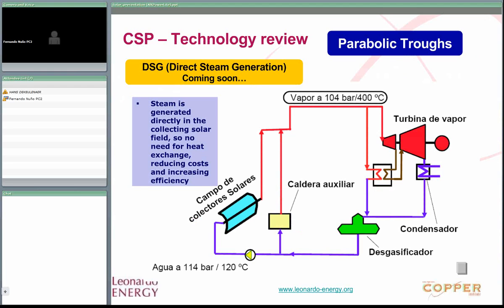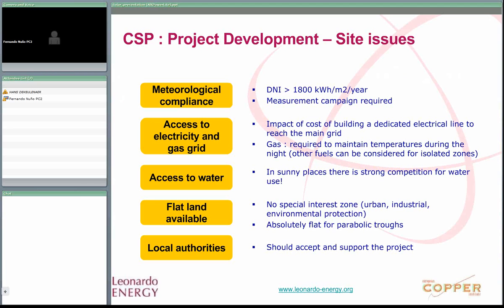Now we will see project development issues. We start with site issues. First of all, we need direct solar radiation, at least 1,800 kilowatt hours per square meter per year, and a measurement campaign is required.